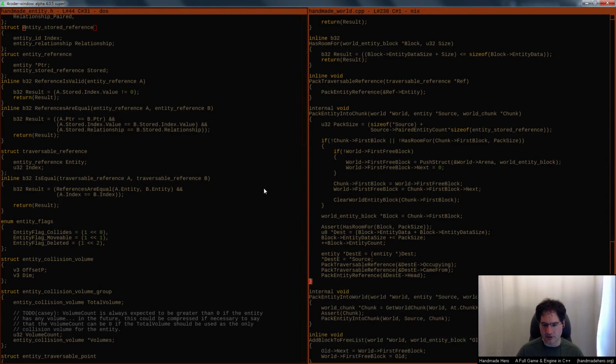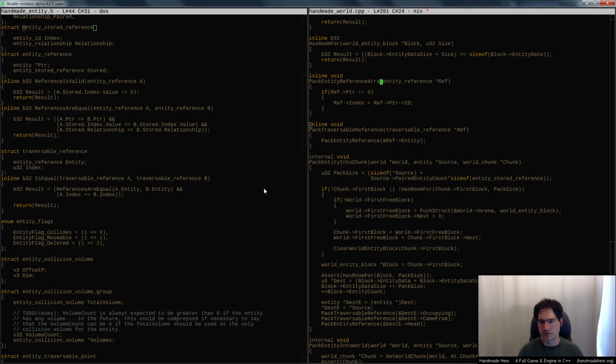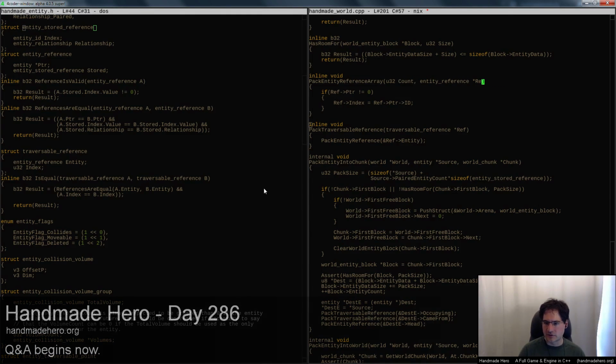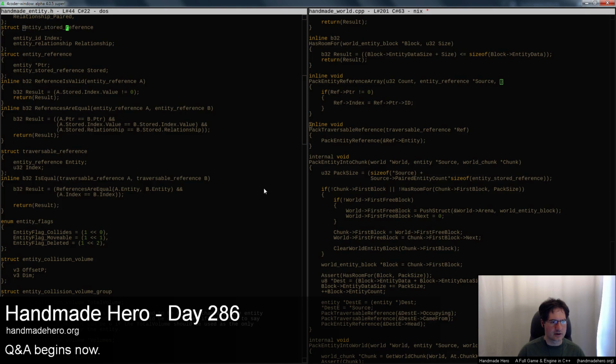In fact, what I could do here is I could leave it outside and say pack entity reference array, right? And then just say the reference count, or even just count, we know what it is. There's the source, right? And then stored entity reference. Why is that entity stored reference? Should be stored entity reference.